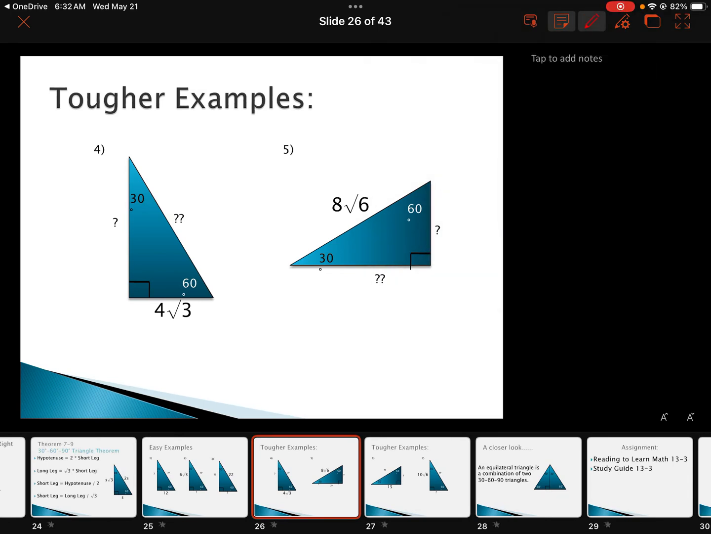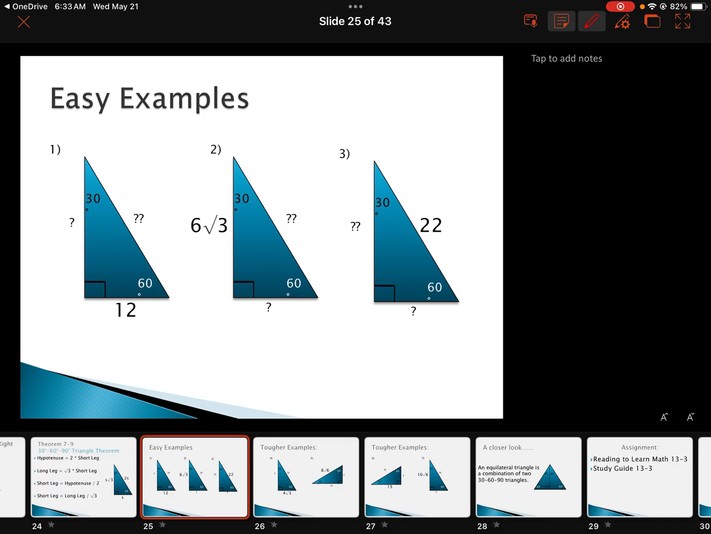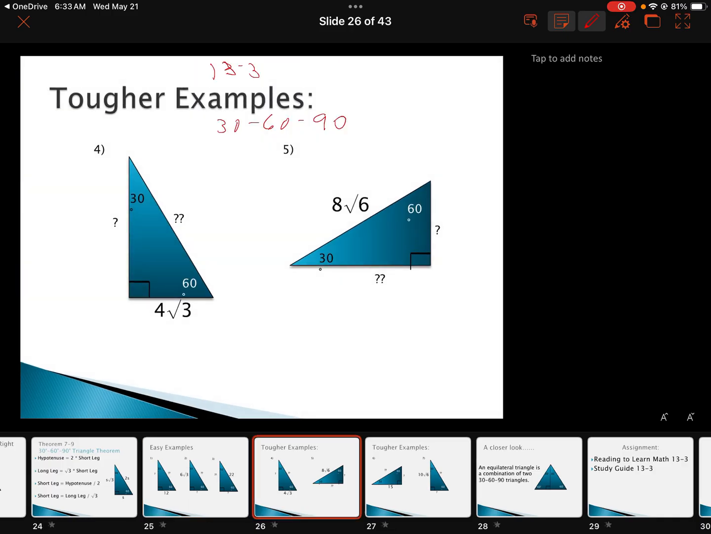This is section 13.3. We're looking at 30, 60, 90 triangles. These are some tougher examples. We learned in our last video that if you knew one of the dimensions, you can find the other two. We're going to do the same thing here, except these ones are just a little bit tougher, and you'll see why in a second. This dimension right here is the short leg.